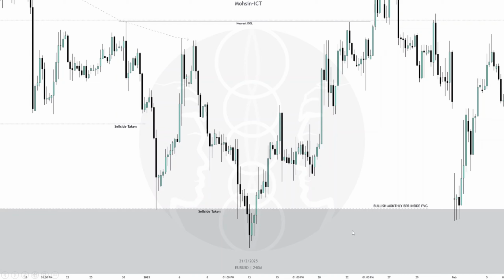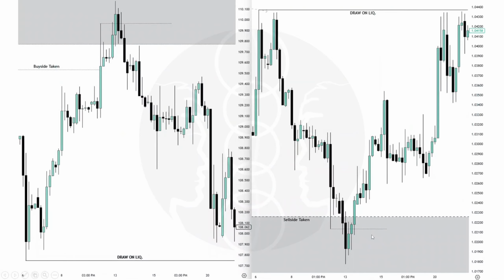Then we look for the entries on lower time frame, which is this forward. Right here, market structure shift, entries in fair value gap, bullish order block, and then it goes boom. Once we have these fair value gaps and market structure shift, then we look for the SMT in the correlated asset. Right here, this is dollar index and this is the euro dollar.